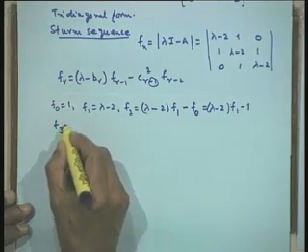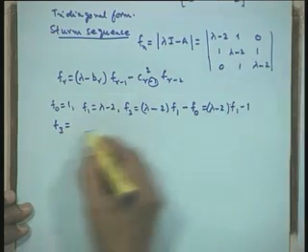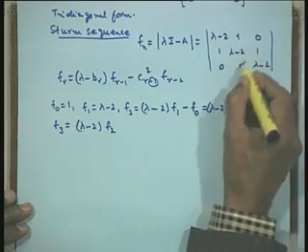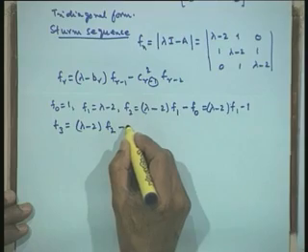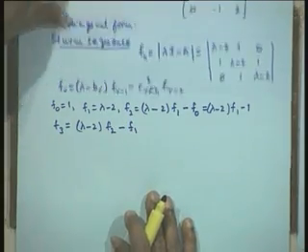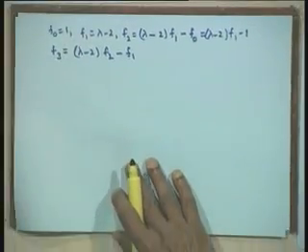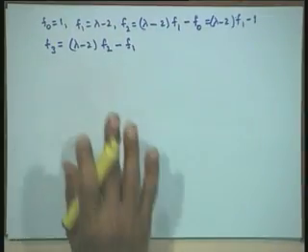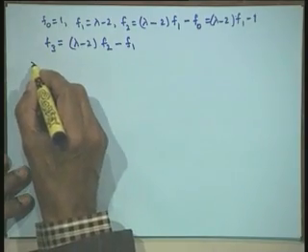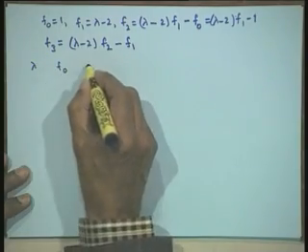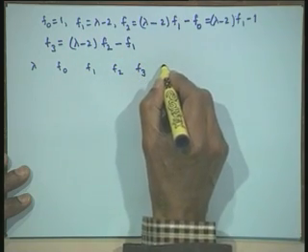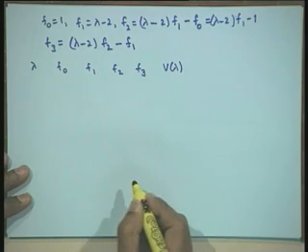Then F 3 is, expanding about this element, lambda minus 2 into F 2 minus the square of this, that is minus 1 times F 1. Now, we will not simplify it further. We would try to compute these quantities and write down the changes in sign in the Sturm sequence. Therefore, let us tabulate lambda, F 0, F 1, F 2, F 3, and the number of changes in sign, which we will call V of lambda.